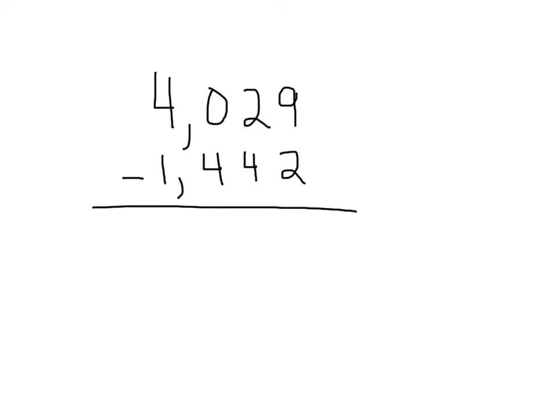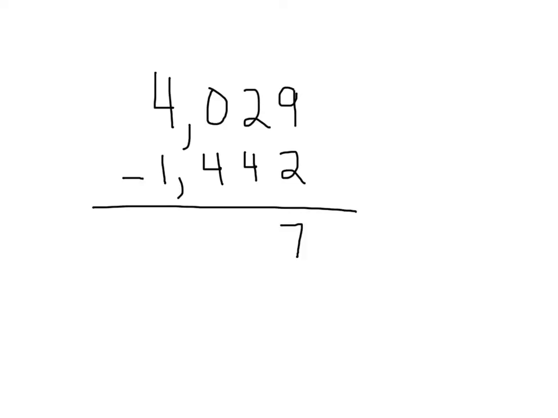And when you're exchanging across zeros, it can be kind of tricky. So let's go ahead and look at this problem. Let's solve it. We can start by doing 9 minus 2. There is no exchange to be made there, so that answer is 7. Then we go to the tens place and we have 2 minus 4.